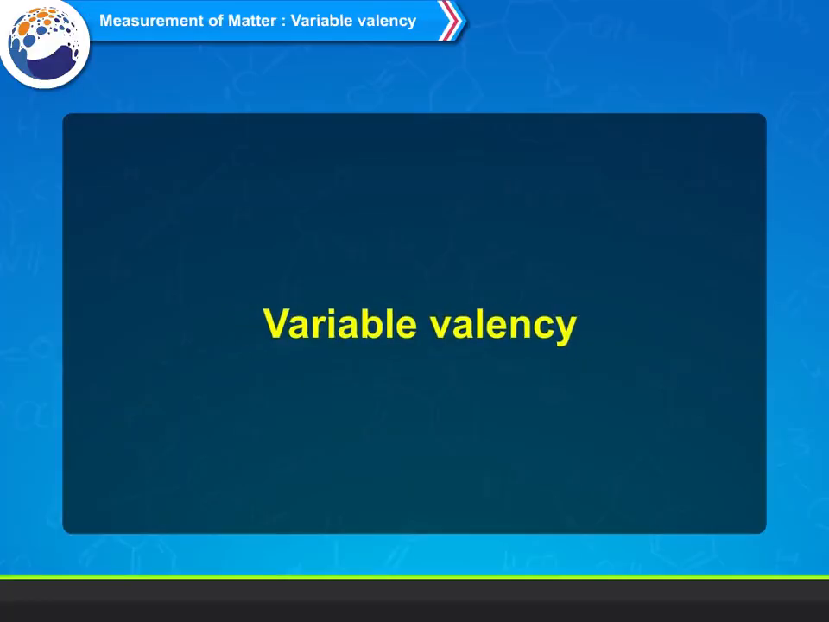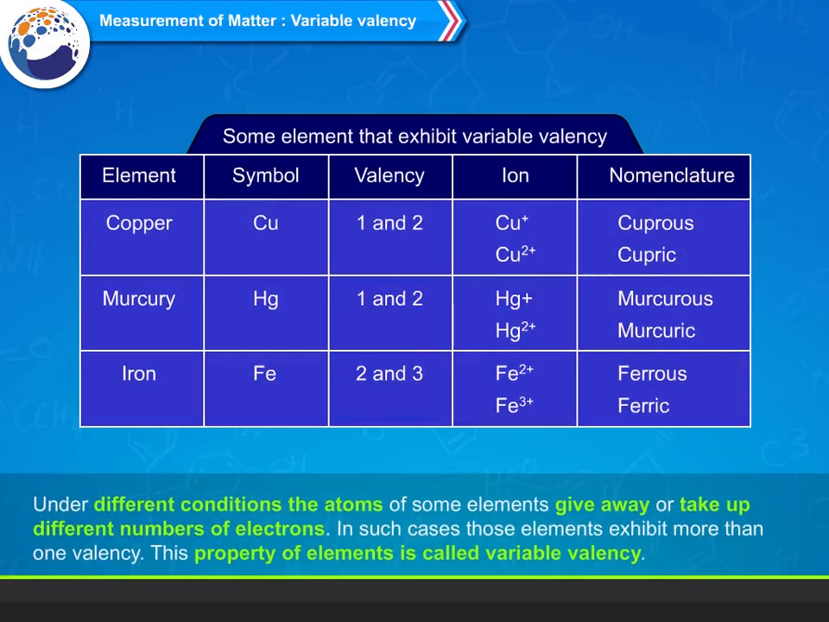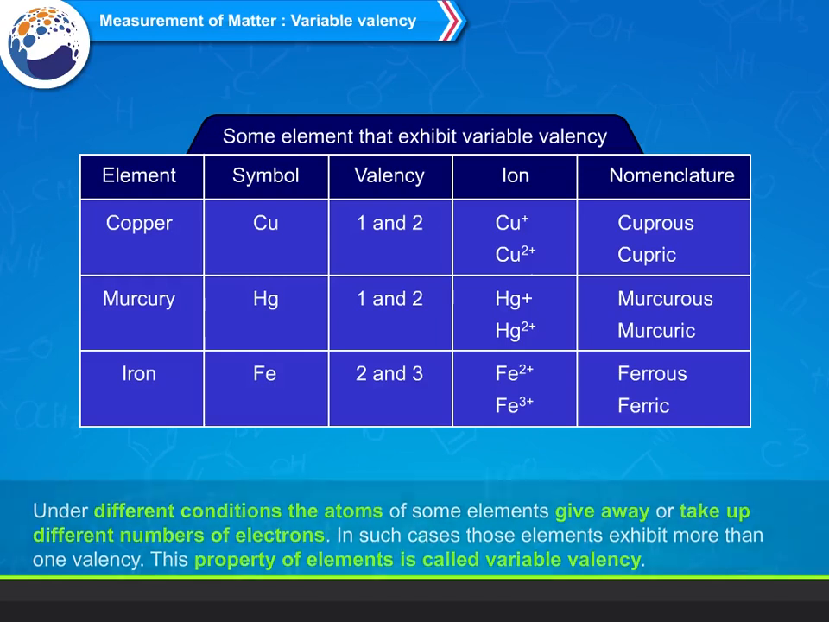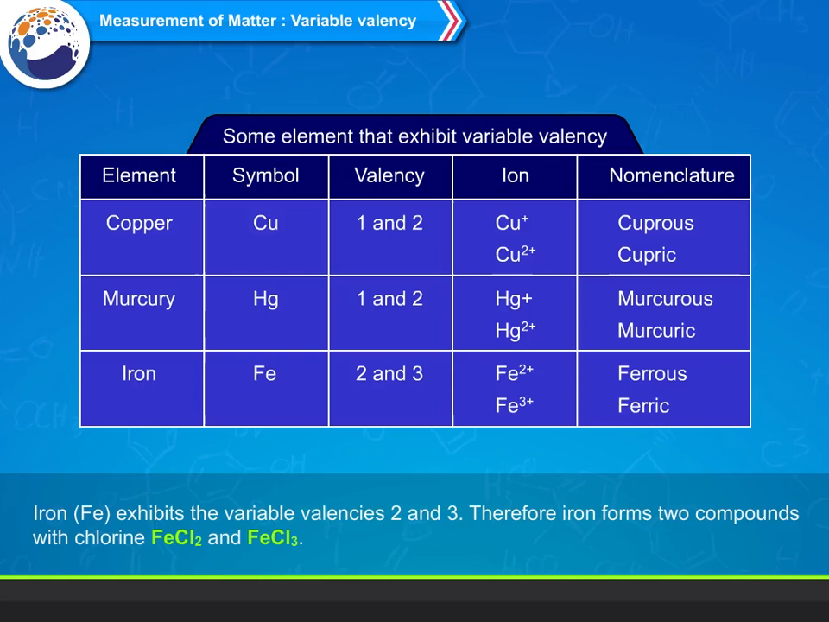Variable valency. Under different conditions, the atoms of some elements give away or take up different numbers of electrons. In such cases, those elements exhibit more than one valency. This property of elements is called variable valency. Iron, Fe, exhibits the variable valencies 2 and 3. Therefore, iron forms two compounds with chlorine, FeCl2 and FeCl3.